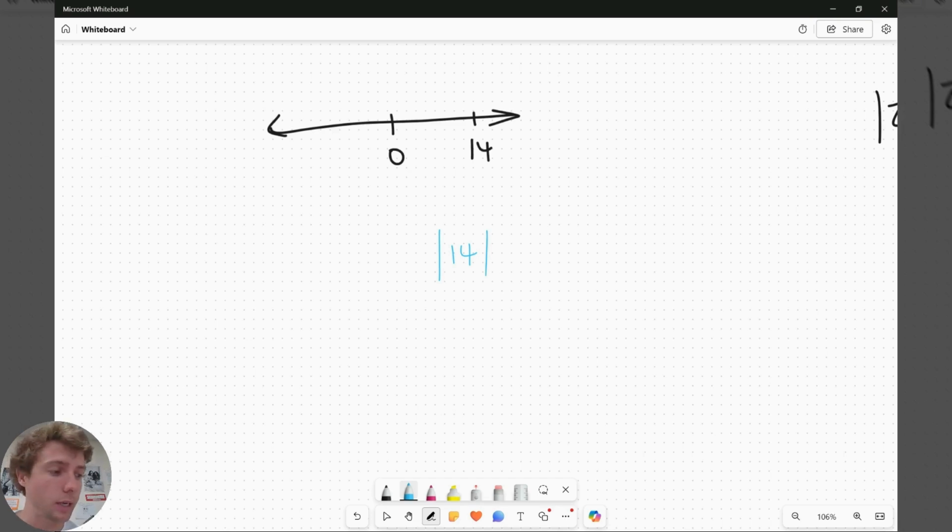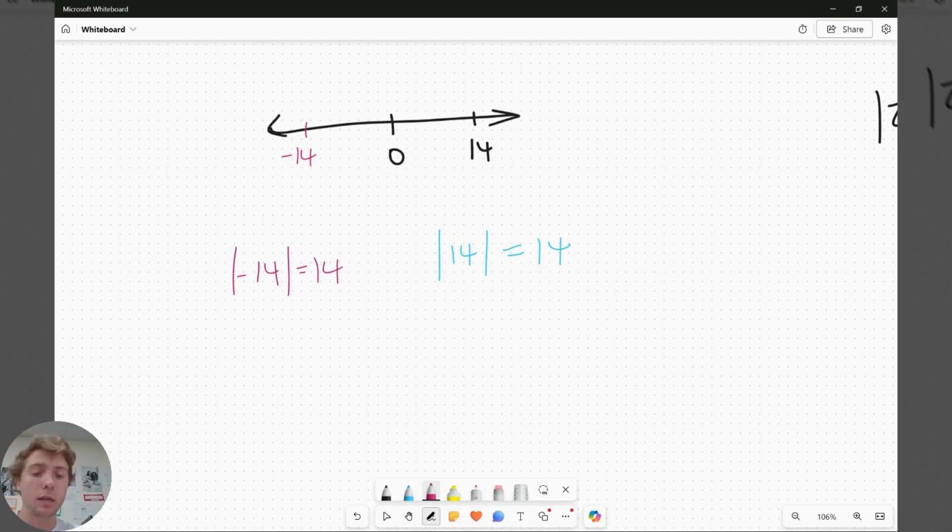Absolute value has a definition, and the definition states it's a measurement of distance from 0. So if I have 14 on the number line, and I take the absolute value of that, it's just asking me how far away from 0 is that? And that's 14 units. But realize that's not the only thing that is 14 units away from 0. The other value that's 14 units away is negative 14. So if I took the absolute value of negative 14, it's asking what is the distance of that to 0? The distance of that to 0 is still 14 units.